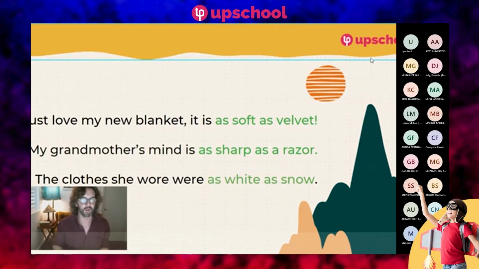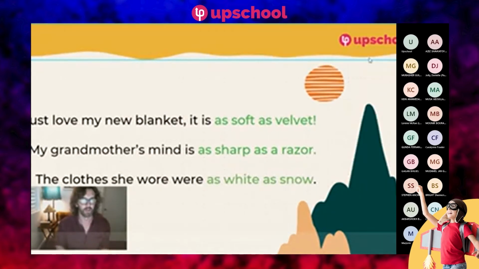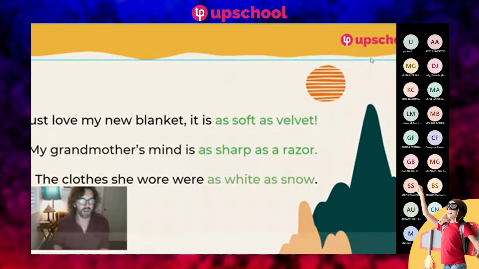Okay. Number two, and you might want to write this down. You don't have to if you don't want. Number two, my grandmother's mind is as sharp as a razor. Why did I use as sharp as a razor? Because a razor is one of the sharpest things around. And my grandma's mind is really, she remembers everything. She forgets nothing. It is extremely sharp. I've told the reader how sharp she is.